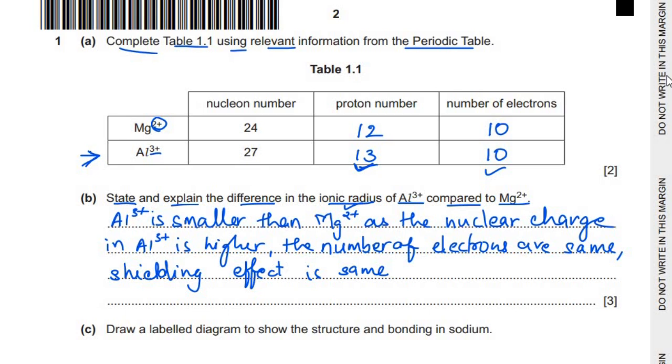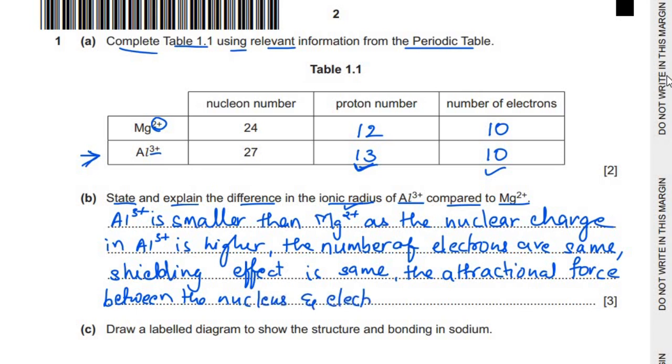So because of that, the attractional force between the nucleus and electrons is greater in aluminium ion, so that's the reason that the ionic radius of Al3+ is smaller than the Mg2+.